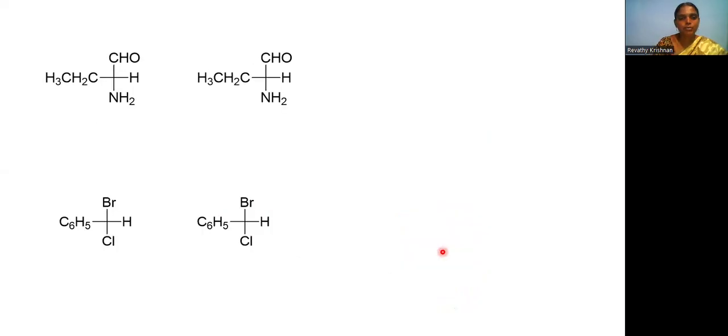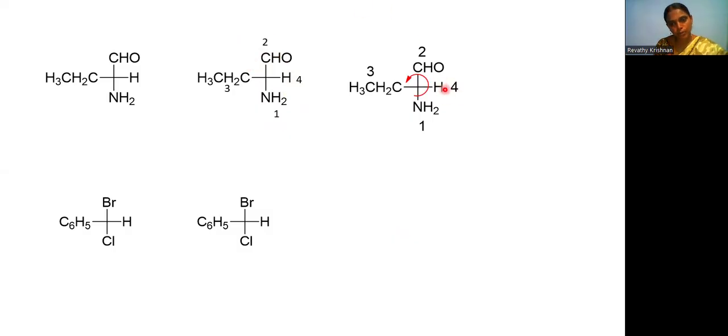The other examples are shown here. According to the priorities, the molecule goes in the clockwise direction. We are expecting R. In this one, the molecule goes in the anti-clockwise direction. 1, 2, 3, anti-clockwise, we are expecting S, but due to the presence of the lowest priority in the horizontal line, we have to give the opposite configuration, that is R.